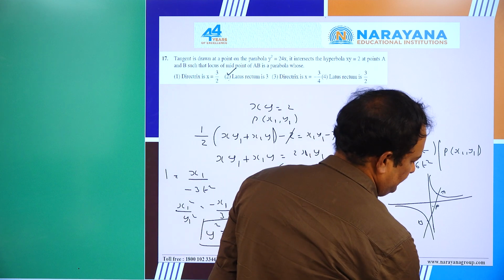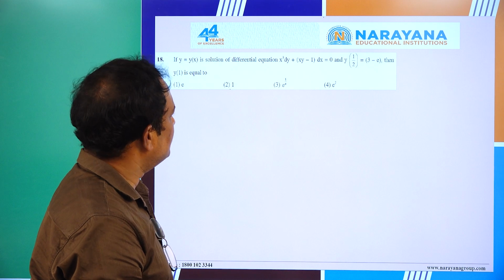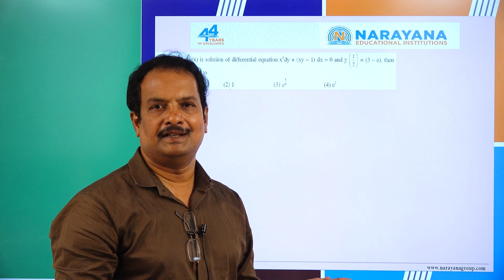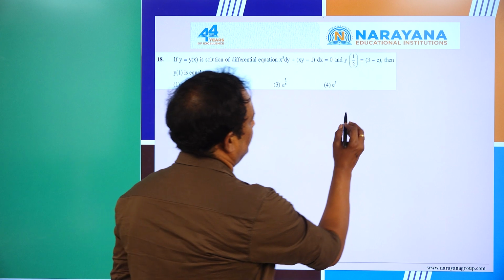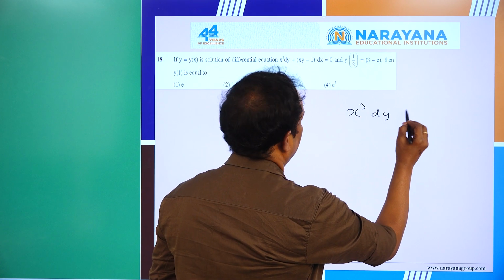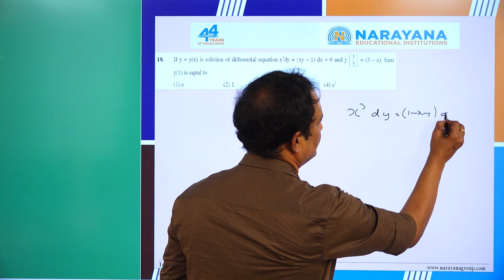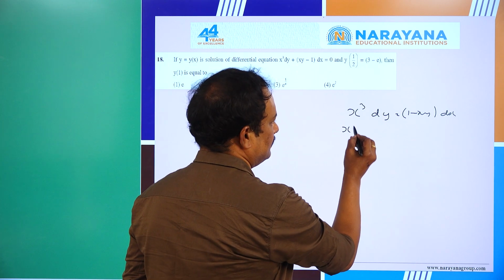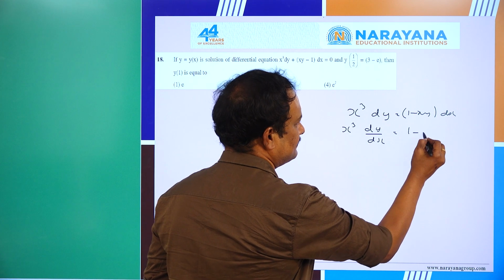Now let us go for the next question. So in this case, y equal to y of x is a solution of the differential equation. So we have to convert this one into some standard form, variable separable, linear form, whatever it is. Let us convert this one into some standard form. So what is the given equation? x cube dy equal to 1 minus xy into dx. So you can now take the dx to this side. So x cube into dy by dx is equal to 1 minus xy.